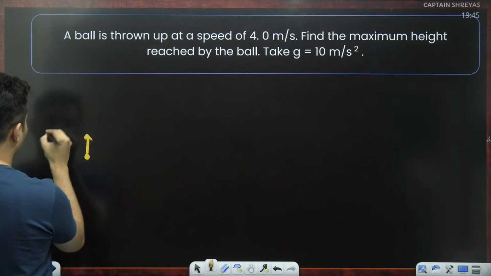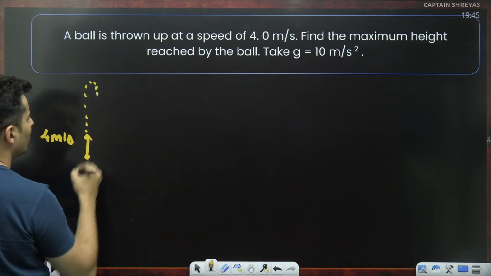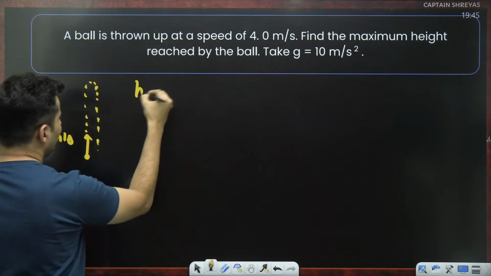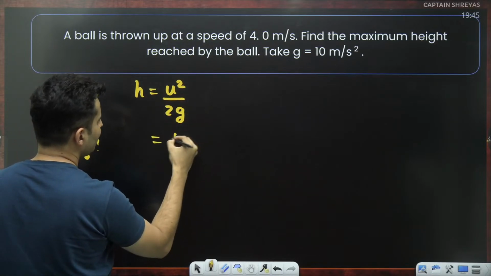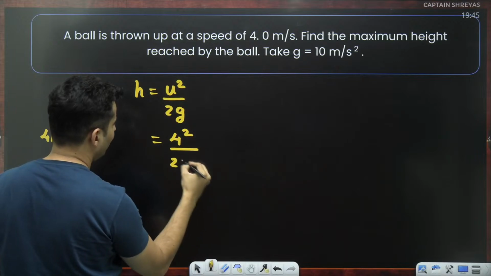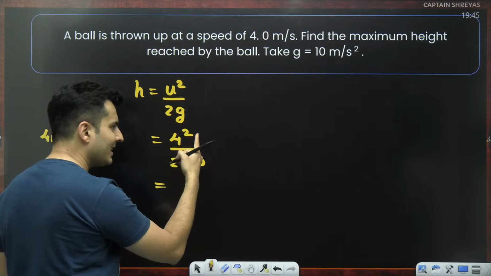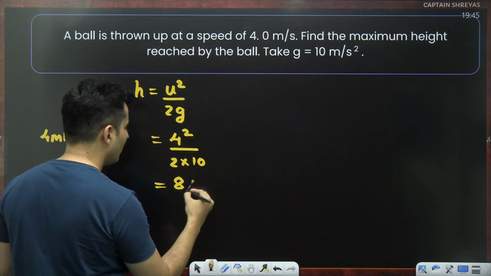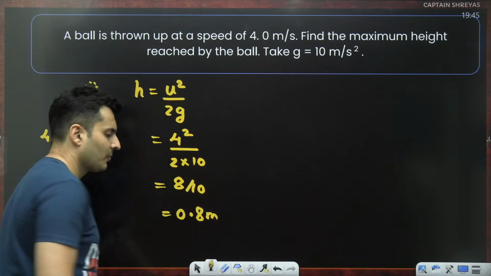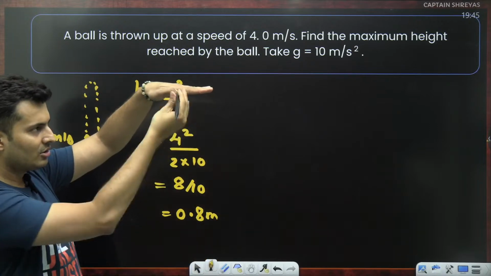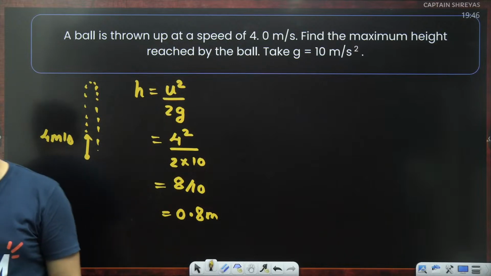So if I throw this ball up with 4 meters per second, how high will it go? Use the formula. H is u square divided by 2g. U is basically 4. So 4 square divided by 2 into g. Usually we use g as 10. 4 square is 16. 16 by 2 is 8. So it will be 8 by 10, which is basically 0.8 meters. So it will just go this much. Everybody with me? How many of you got the answer?